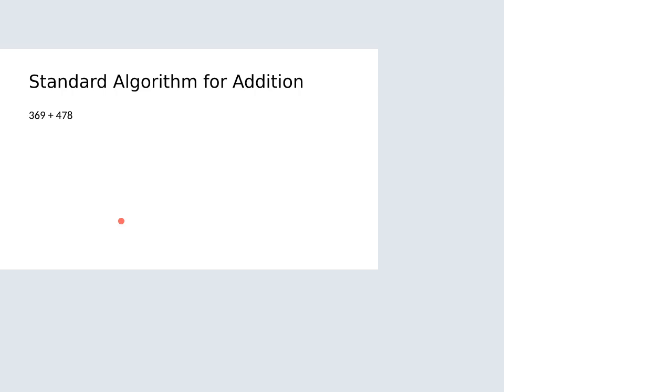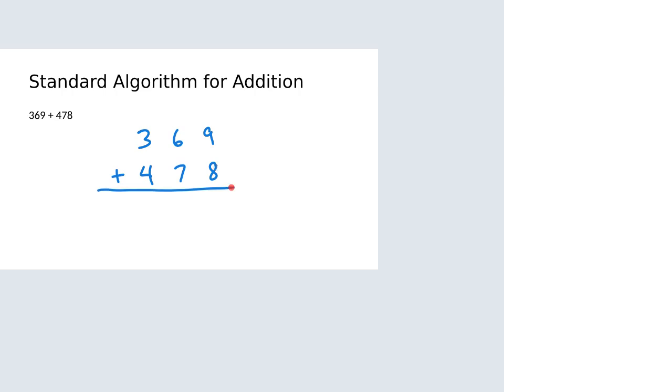The first is just our standard algorithm for addition. The way that almost all of us were probably taught how to add numbers. If we were to take, say, 369 and add it to 478. Now, we've done some of this already. We did it in other bases. Now we're looking at it from base 10. That would be even more comfortable now that we're doing it in base 10 than it was with the other bases.